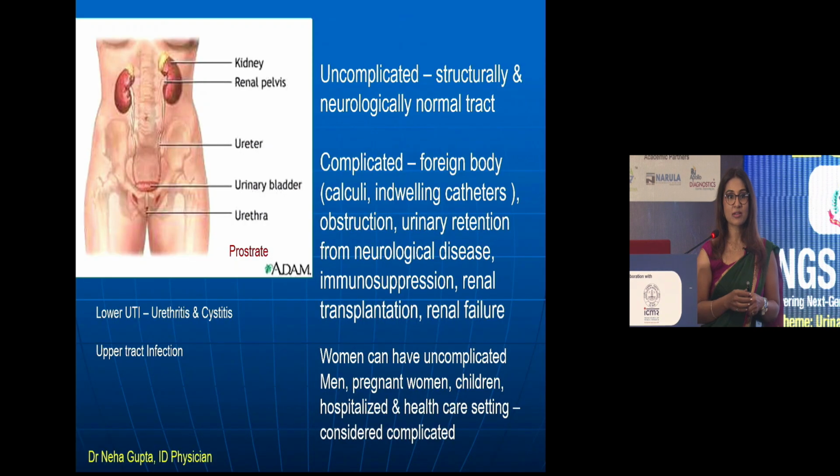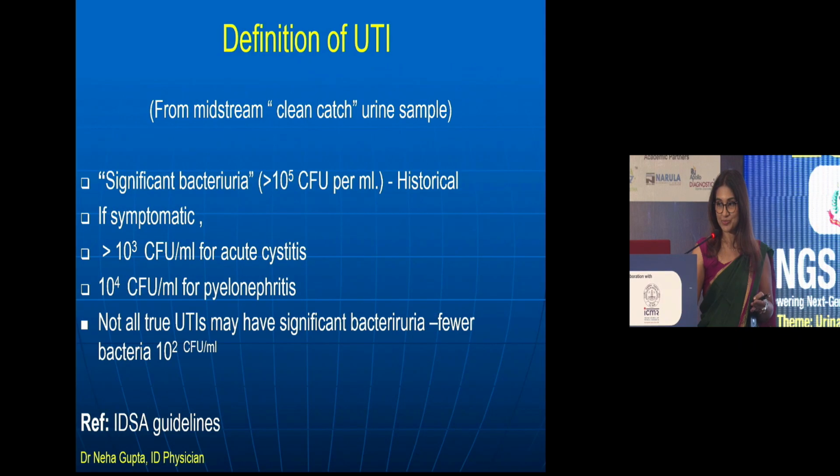And as my previous speaker, Dr. Ashok Taneja sir, has mentioned, urinary tract infections can be uncomplicated as well as complicated. When there is a structurally and neurologically normal tract, that is uncomplicated, while complicated UTI is when there is presence of a foreign body, when there is obstruction, in men, in patients with neurological diseases, in immunocompromised patients, patients who have undergone renal transplantation, or if it's very severe UTI with renal failure, and in case of pregnancy, then it is a complicated UTI.